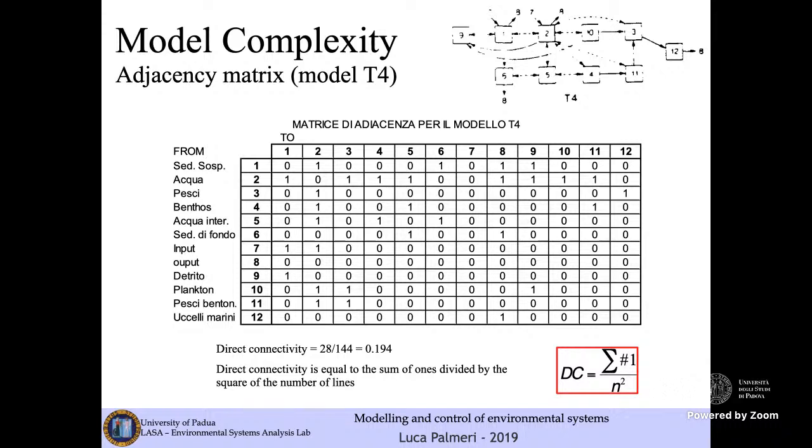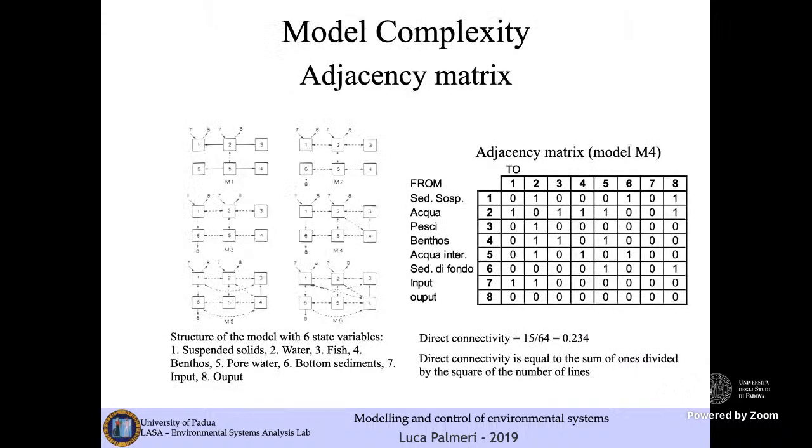The interesting part of this way of describing interaction between the elements of a model is, for example, the adjacency matrix model, so the adjacency matrix for model M4. This is another way of representing conceptually our own flows in our model. Again, here we have 8 state variables.